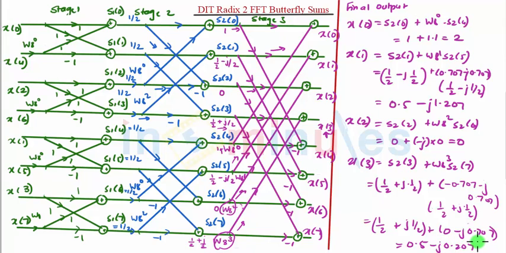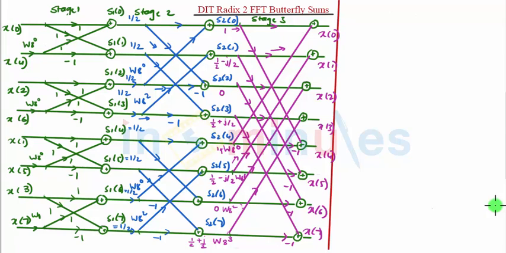Now let us move on for x of 4. x of 4 is equal to s2 of 0 minus W raised to 0 s2 of 4, that is 1 minus 1 into 1, that is 0.